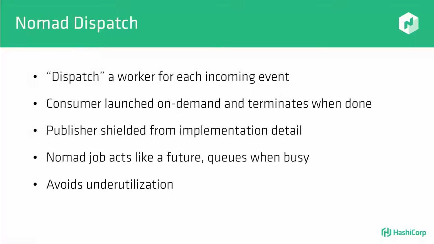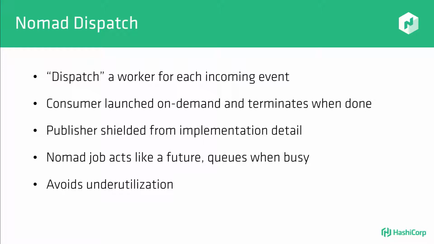So when an event actually comes in, launch the consumer, process it to completion, and then exit, returning the resources to the cluster. So we get the same queue abstraction. Our publisher is still shielded from the detail. They don't care about how the event is being published. They just want a guarantee that it does at some point get published.